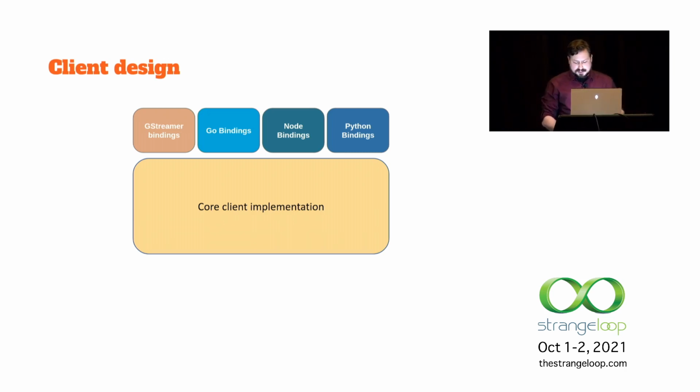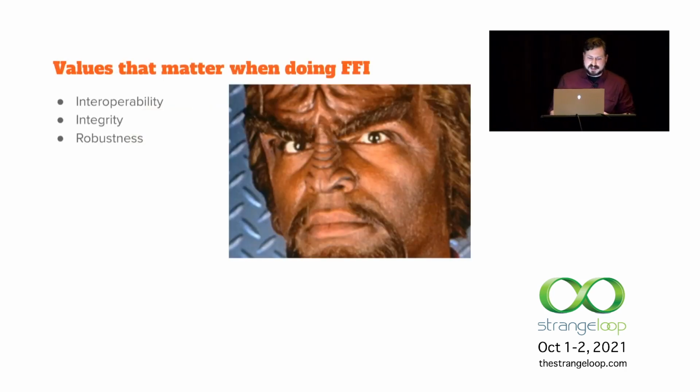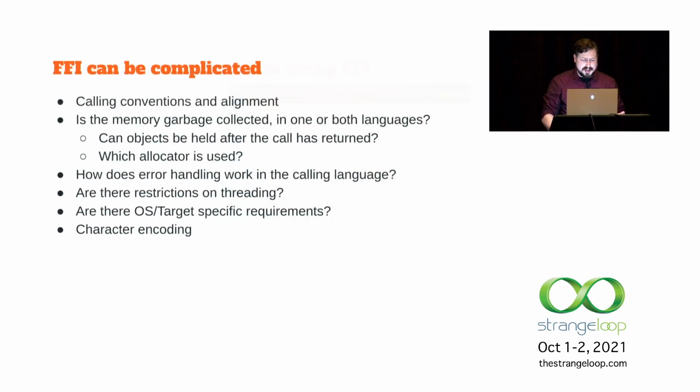And there, a different set of values matter, which is the second set of Rust's personas, where you're concerned about interoperability, integrity, and robustness. And understand why. FFI can be fairly complicated. You need to think about things like calling conventions and alignment. Is the memory garbage collected in one or both languages?